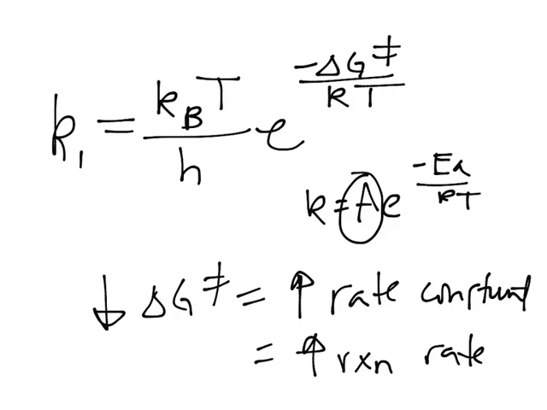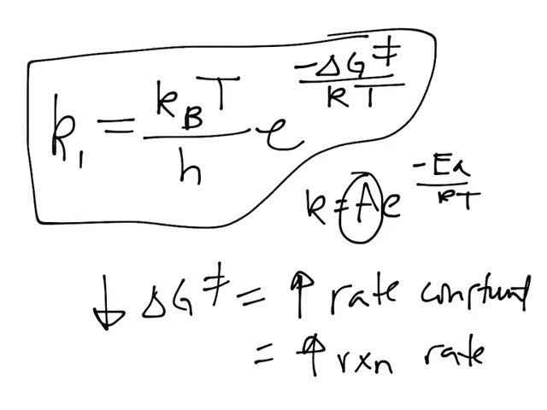But now we have two relationships, one that relates the rate constant to the activation energy, and then our standard one, delta G naught equals minus RT natural log big K, which relates the thermodynamic free energy change to the equilibrium constant.